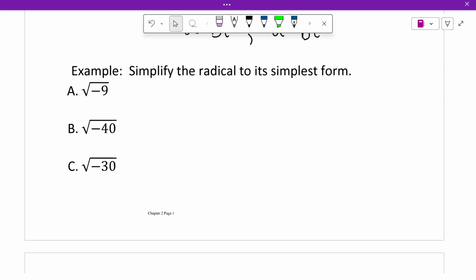Sorry. All right. So, what's the square root of negative 9? Well, it's the square root of negative 1 times the square root of 9. You just factor out the square root of negative 1. Now, what's the square root of negative 1 equal to? i. What's the square root of 9 equal to? 3. So it's 3i. Boom.